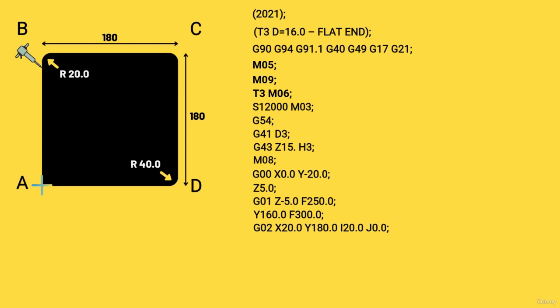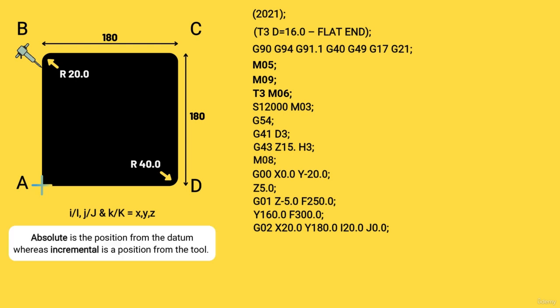So, where our tool was at the start of the radius, we take the center point of the radius as an incremental move. So the incremental move along the x-axis would be in I, because I, J and K represents X, Y and Z in G code. So this would be a plus direction because it is to the right of the cutter and the dimension is taken from the cutter and not the datum. Now remember, absolute is the position from the datum, whereas incremental is a position from the tool.